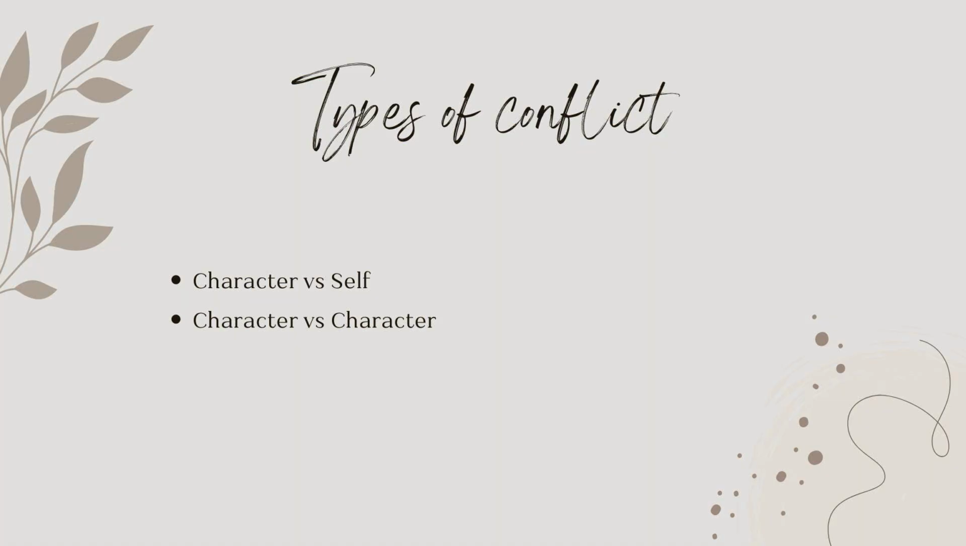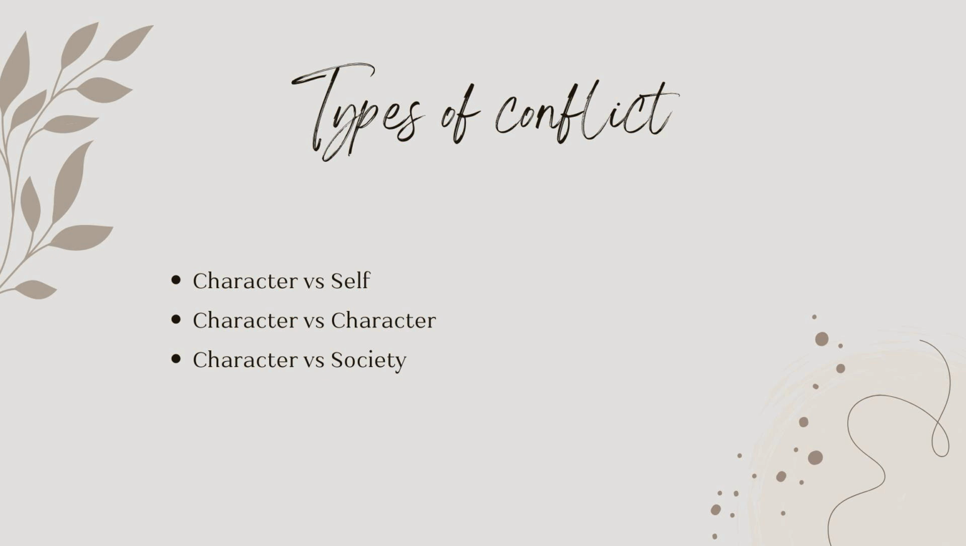Then there is character versus character. This one is one of the easiest ones to recognize. Just think hero versus villain. That's character versus character. But also just characters who, while they're technically on the same side, maybe just don't get along. Their personalities are just too vastly different that they don't necessarily get along, and that can create conflict between them.